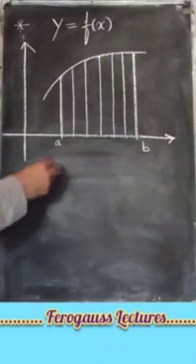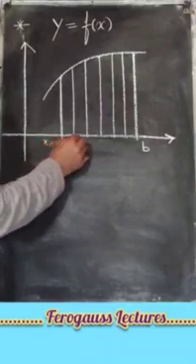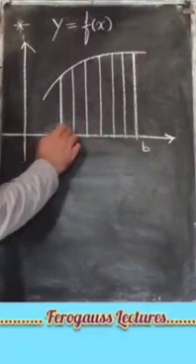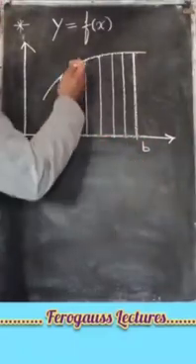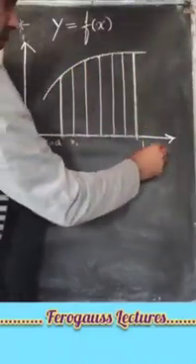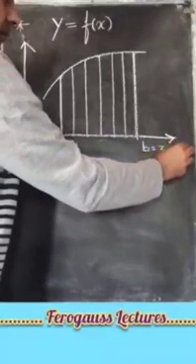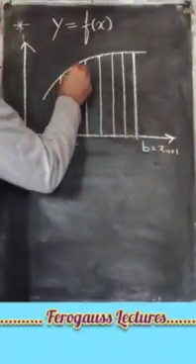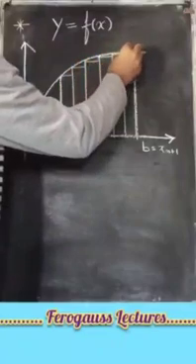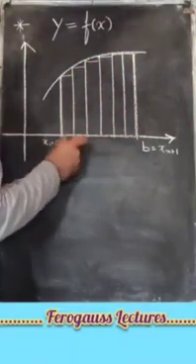Now let x1 is equal to a, this is x2, and so on. Now to draw n number of rectangles, we have to draw n plus 1 vertical lines. So in that case, b is equal to x(n+1). Let's complete these rectangles. Also, let the width of each rectangle be equal to h.